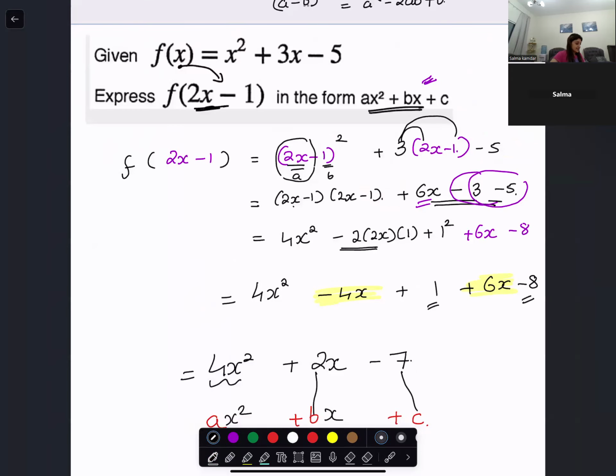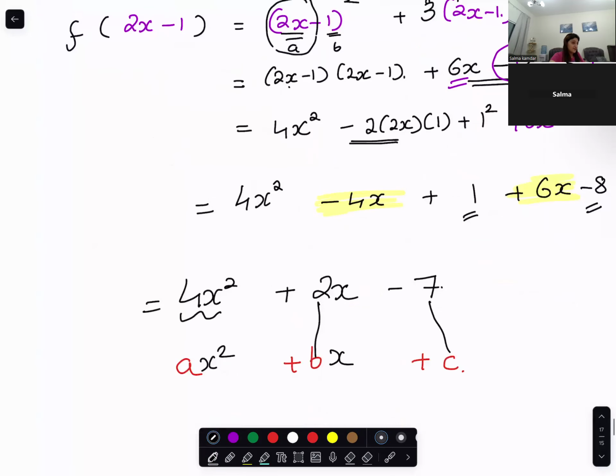It's a complicated sum, but I'm sure when you learn how to expand the brackets, you will be able to do it. So this is all with functions, function notations, and how you read functions.